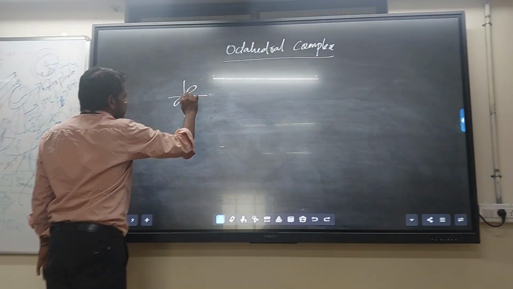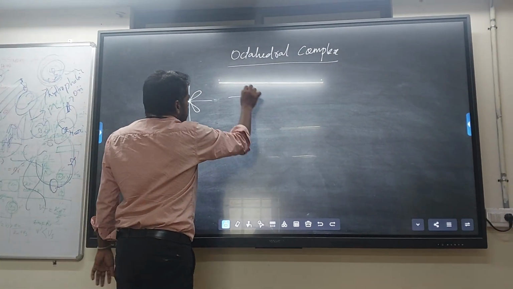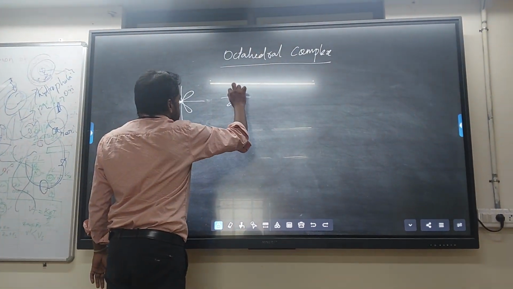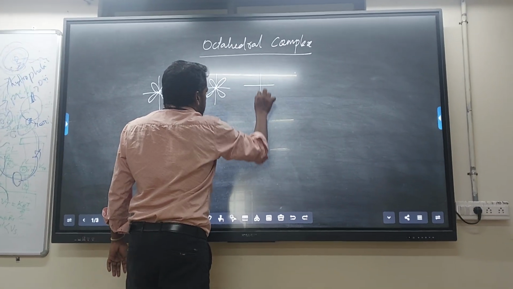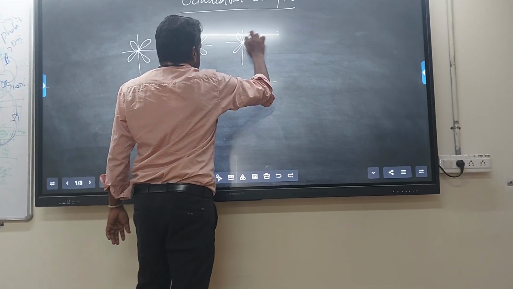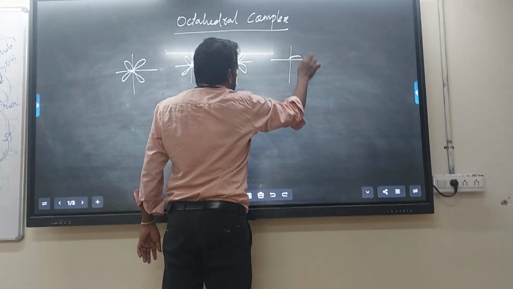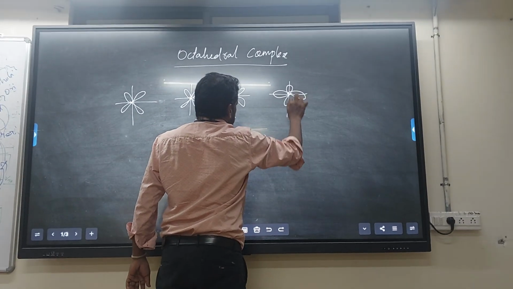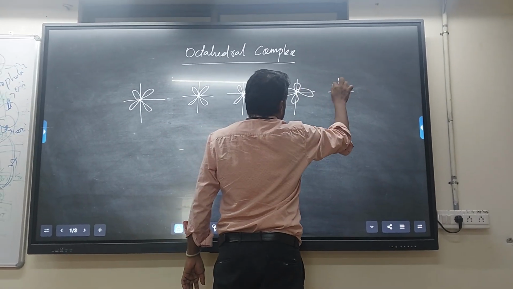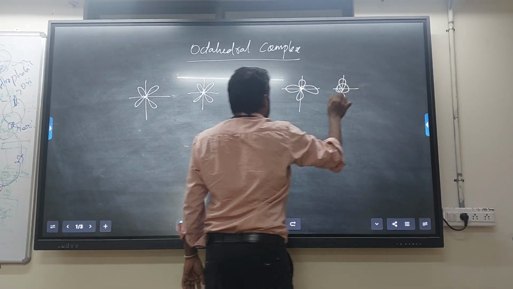xy, dyz, and dzx, dx square minus y square and dz square orbital.